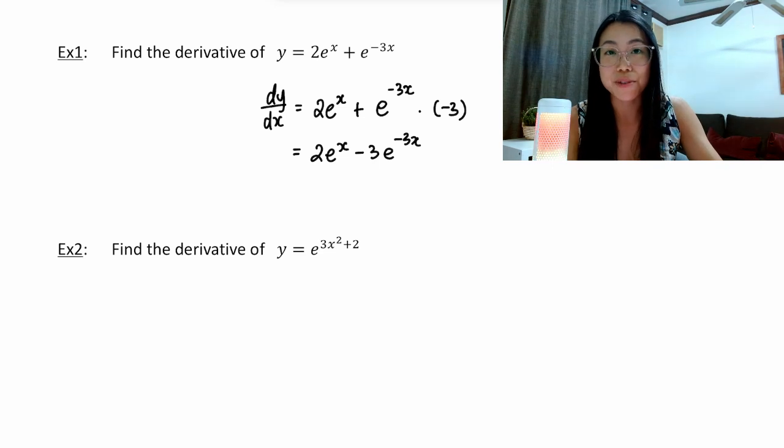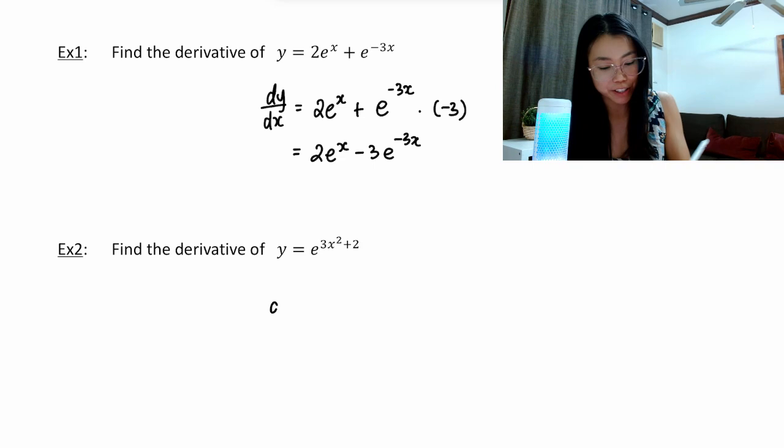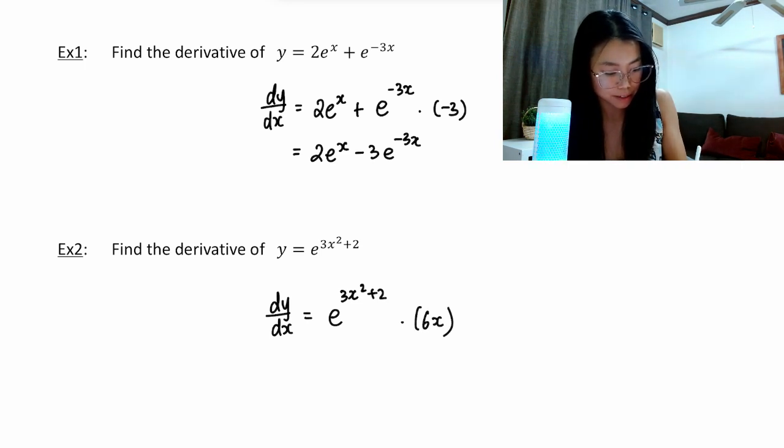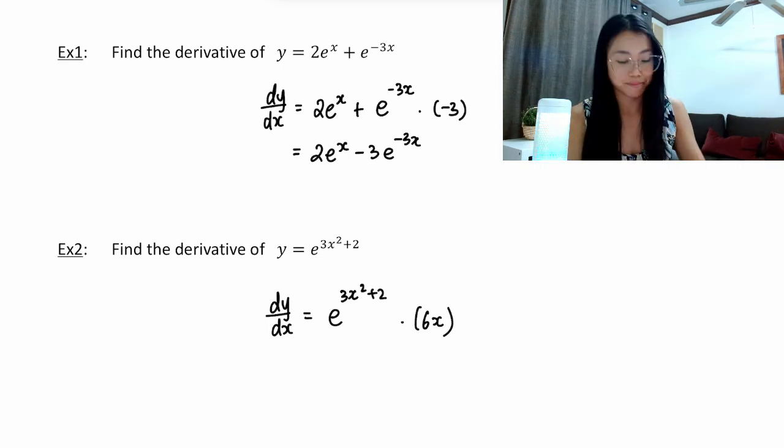Pause this video now and try example 2. All right, let's check our answers. dy dx will be equal to e to the 3x squared plus 2 times 6x. And that's it.